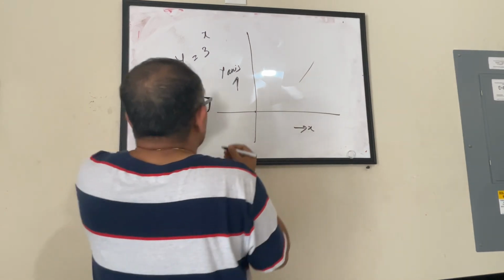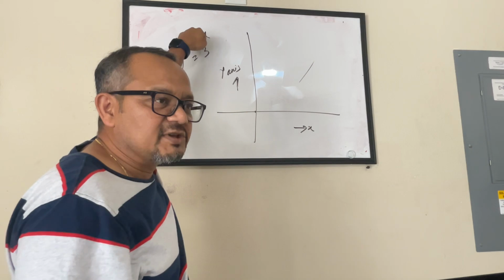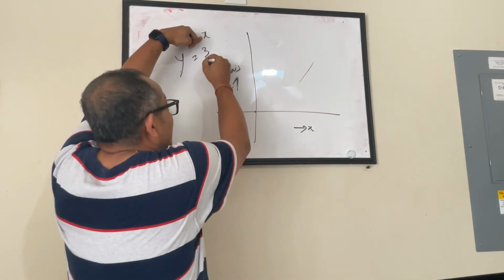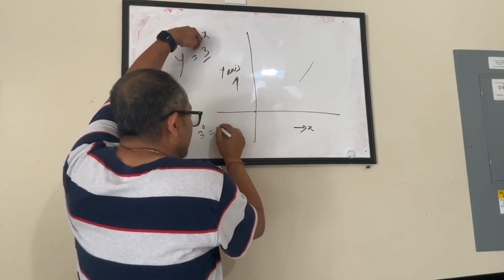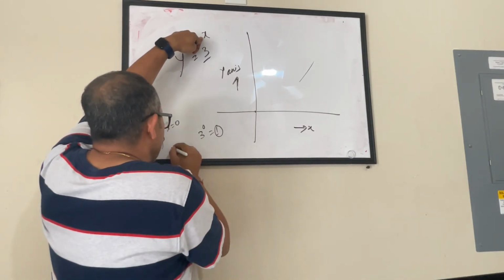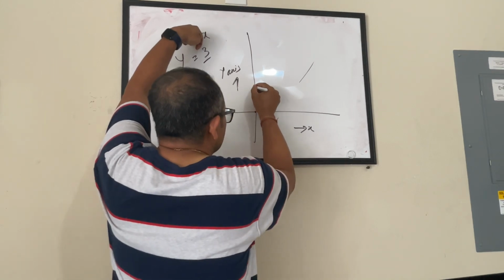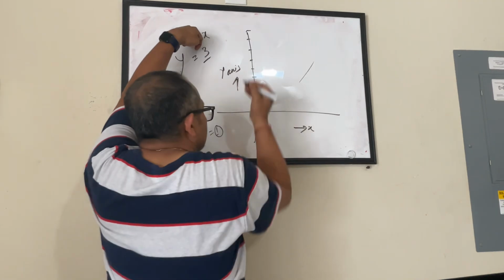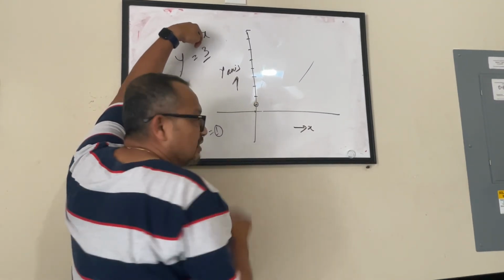Okay, let's look at it. When x equals 0, what happens? 3 to the power 0 is, anything to the power 0 is 1. So when x equals 0, y equals 1. So this is somewhere here, 1, 2, 3, 4, 5, 6, 7, 8, 9. This is my first point.